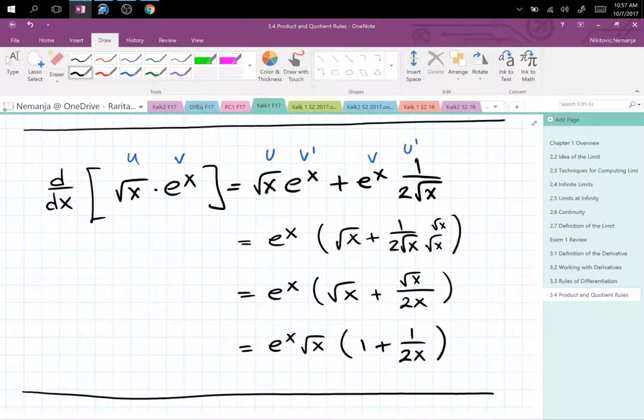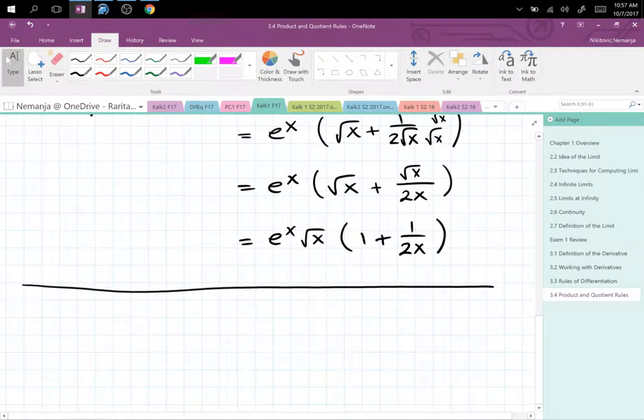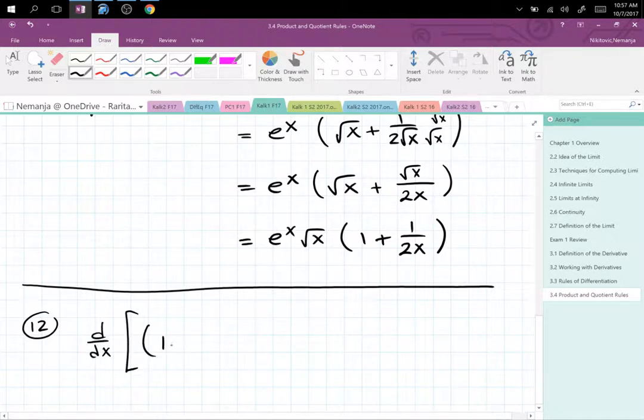I want to find a problem in a textbook, to see what they have in mind that you should work on as a product rule. Oh, beautiful, beautiful. Look at this. Find the derivative of 1 plus 1 over x squared times x squared plus 1.